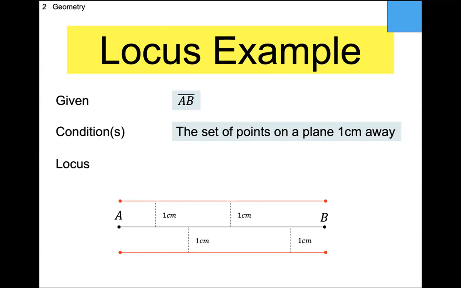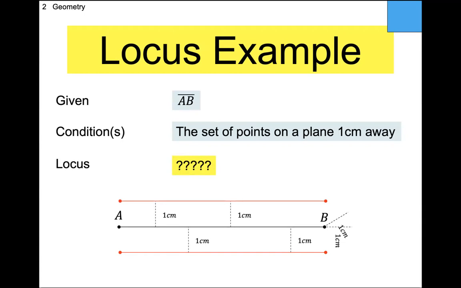Seems something's missing here. What's missing? Oh, the endpoints of A and B. Now, I could still be a centimeter away from B and not be on one of those red segments, right? So I could be right there and still be a centimeter away from B, and I'm not on one of those parallel segments, so maybe it's not 2 parallel segments.